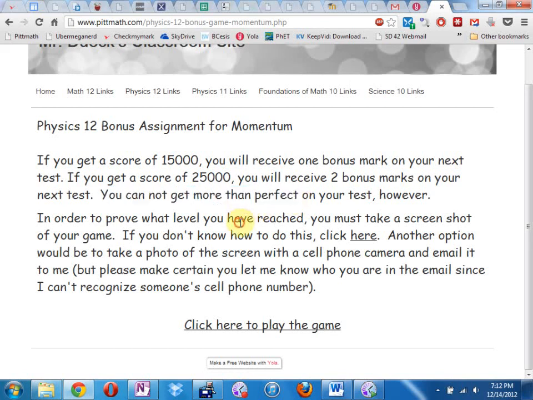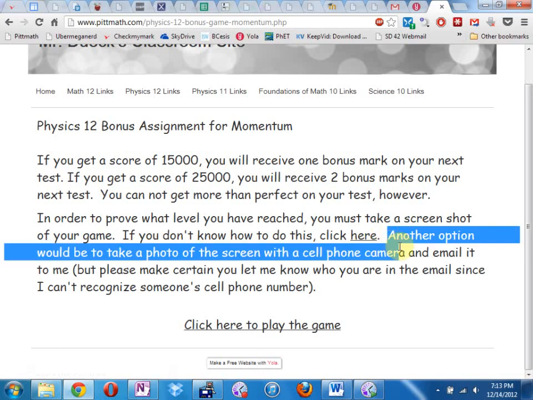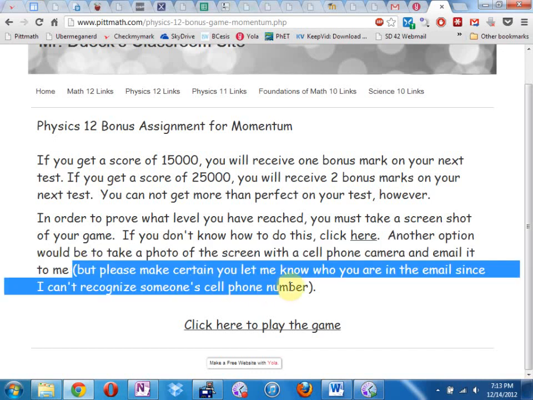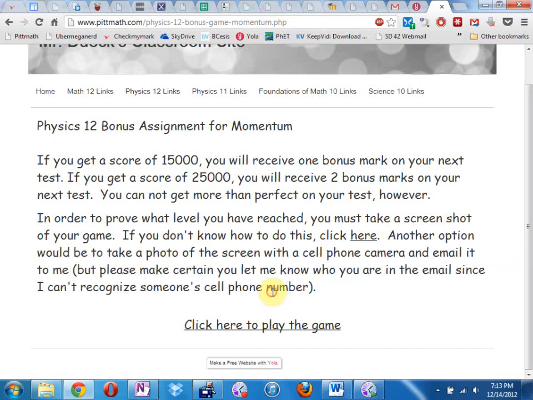Sorry. In order to prove what level you've reached when you play this game, you have to take a screenshot. If you don't know how to take a screenshot, click there for instructions on how to take a screenshot in Windows. Or you can Google, if you're using a Mac, how to take a screenshot for a Mac. Or another easier option would be to take a photo of your screen with your cell phone camera and email it to me. I'm assuming all of you at this point have a smartphone. But if you do email it to me, make certain in the email that you let me know who you are, because I can't recognize someone's cell phone number. What is the bonus video game? I'll let you click and find out.